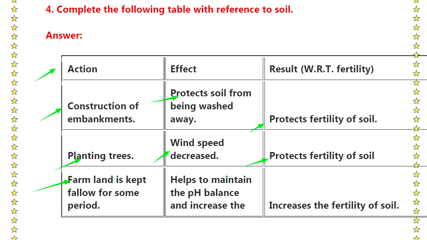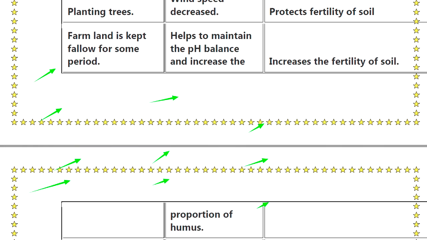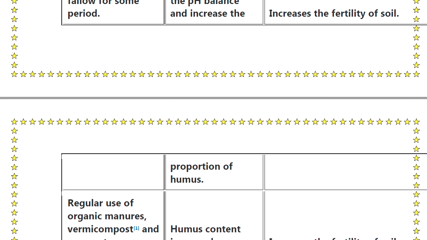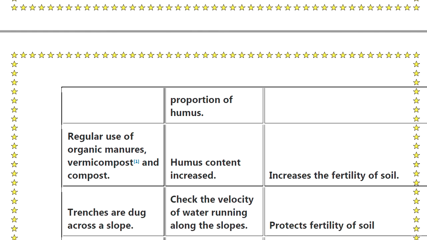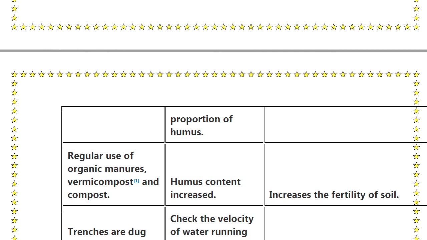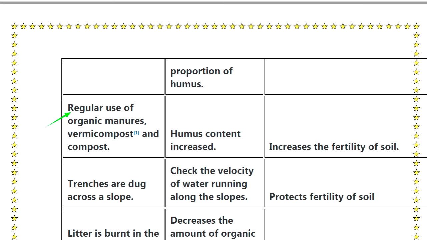Action: farm landscape fallow for some period. Effect: helps to maintain the pH balance and increases the fertility of the soil. Next is regular use of organic manures, vermicompost and compost. Humus content increases and increases the fertility of the soil.